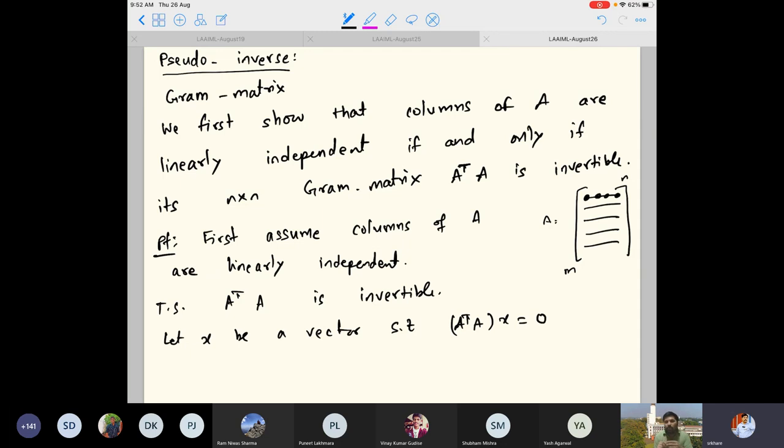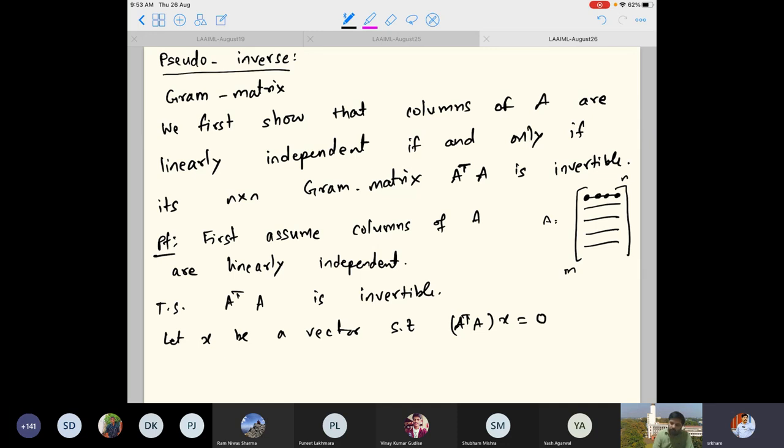Now, if I am able to show that if I start with an x such that this is equal to 0, the only possibility for x is 0 itself, then can I say that the columns of A transpose A are linearly independent? And because that is the case, we will say that A transpose A is invertible. Okay, so that's what I am going to do.